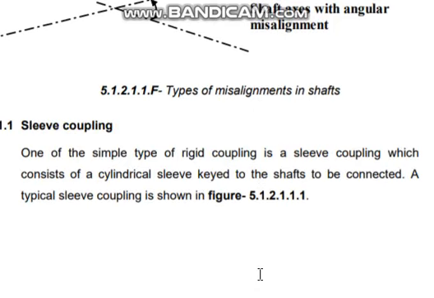Okay, so the simplest of all the couplings is a sleeve coupling. One of the simple types of rigid coupling is the sleeve coupling. Sleeve means what? On a shirt you have sleeves: half sleeve, full sleeve, or sleeveless. Sleeve means just something that goes on a cylindrical thing, the shaft. This is a sleeve coupling, which consists of a cylindrical sleeve keyed to the shafts to be connected.